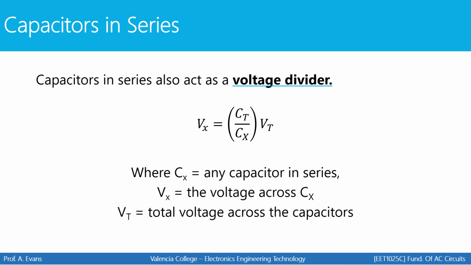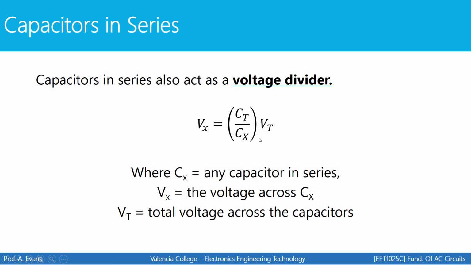And here's our general equation for a voltage divider. Notice V sub X is the voltage across a particular capacitor, capacitor X. And what we're going to do to set up that voltage divider is take the total capacitance of all your capacitors that are in series, divide by the capacitance of the specific capacitor you want the voltage drop for, and then multiply by the total voltage across all of your capacitors in series.